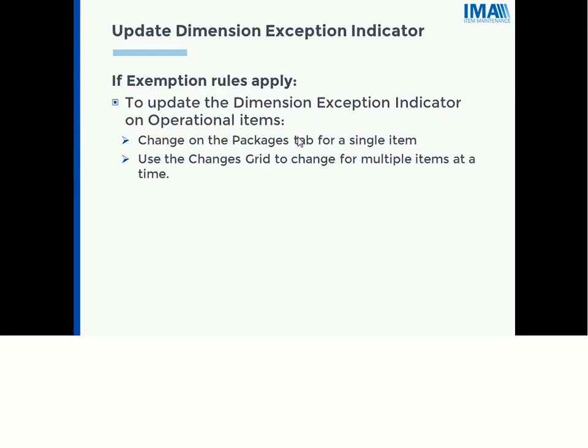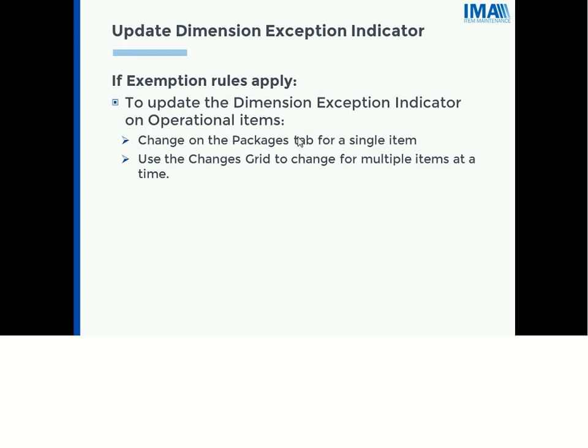So in that instance, you could apply a dimension exception indicator, because otherwise it's never going to go through IMA even if your carton dimensions are accurate, just because your items are nested or compressed. So you can add a dimension exception indicator to the eaches, you don't have to add it to the cartons, just the eaches, and then that would allow your carton dimensions to go through. So to update the dimension exception indicator on operational items, you click on the Packages tab for a single item. You can also do it in the grid, and I do recommend doing it in the grid for multiple items.